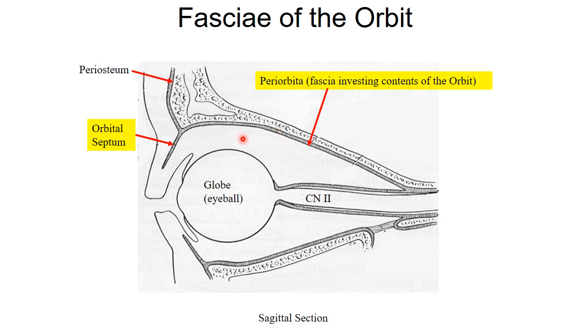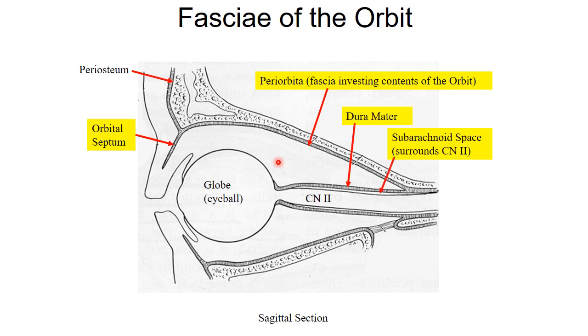And then deep to that, what we find within the space right here, in addition to all the things that we're going to talk about that we find in the orbit, is a ton of orbital fat, really what you find mostly in here. And that orbital fat is basically providing a cushioning material for the eyeball and all the contents in here.